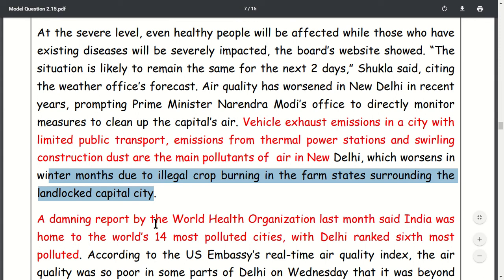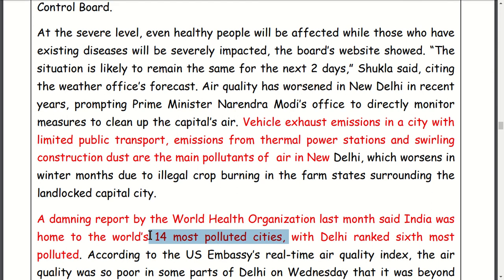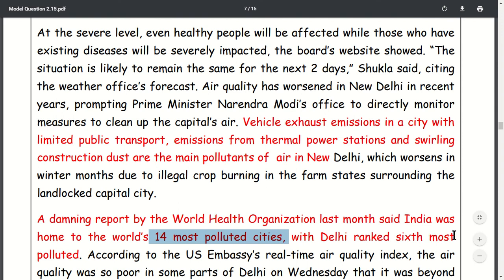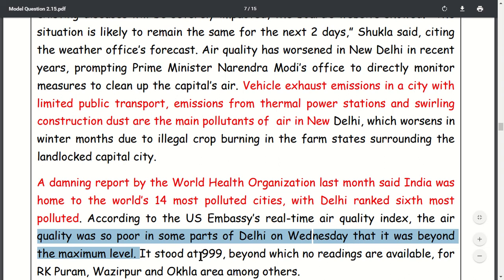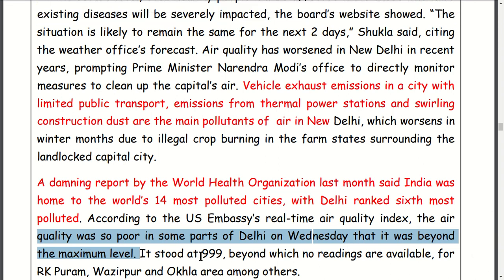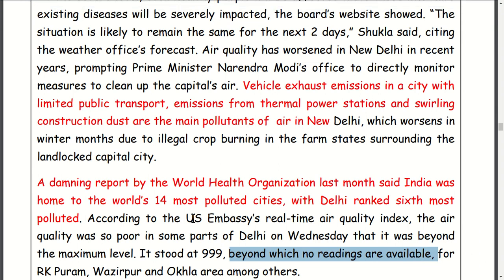A damning report, a very bad report by the World Health Organization last month said India was home to the world's 14 most polluted cities, with Delhi ranked 6th. There are many polluted cities in India, and among them Delhi is ranked 6th. According to the US Embassy's real-time air quality index, the air quality was so poor in some parts of New Delhi on Wednesday that it was beyond the maximum level. It stood at 999, beyond which no readings are available, in R.K. Puram, Wazirpur and Okhla area, and others.